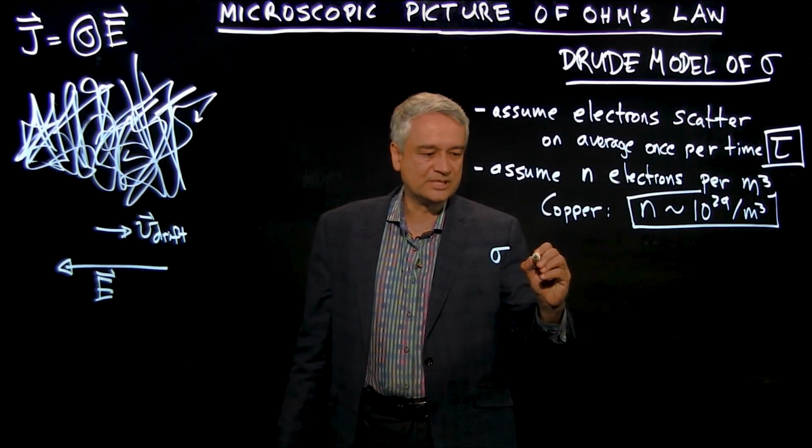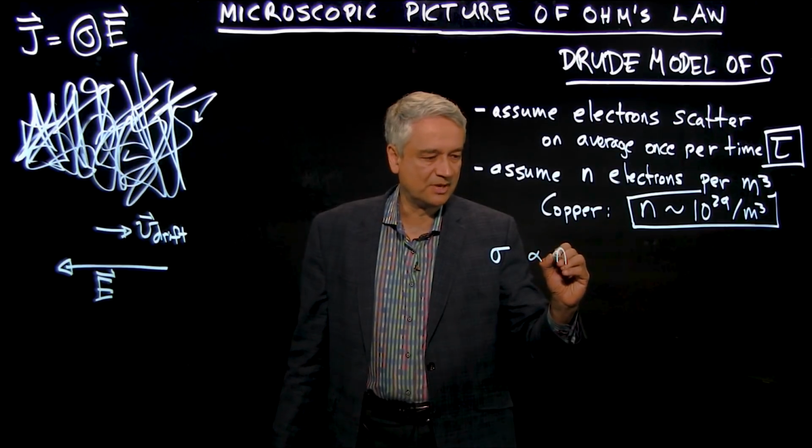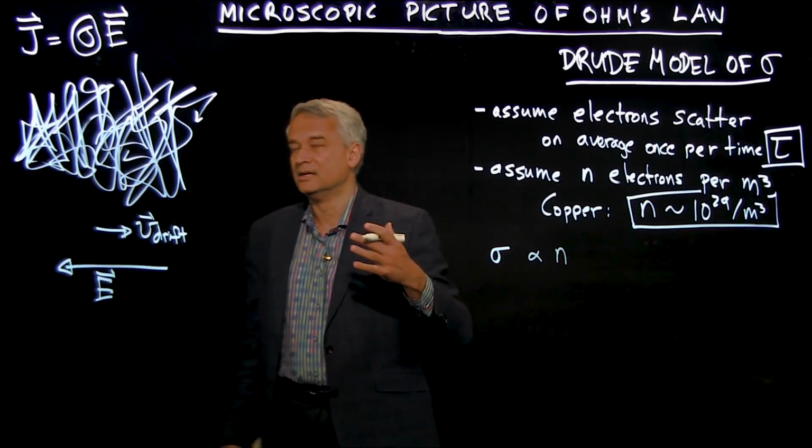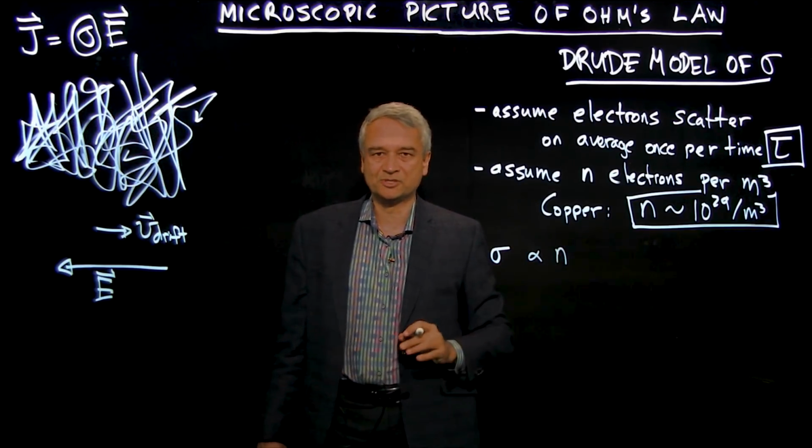It certainly feels reasonable to me that this conductivity should be proportional to the number of electrons per cubic volume. If there's more electrons present, then with a given electric field, I'm going to get more current flowing. So I feel like sigma should be proportional to n.